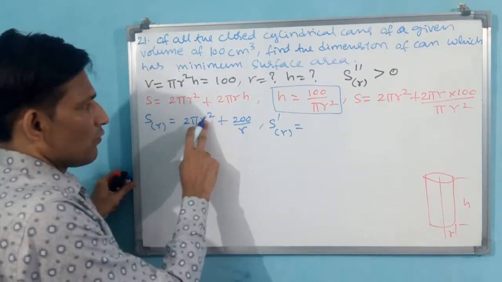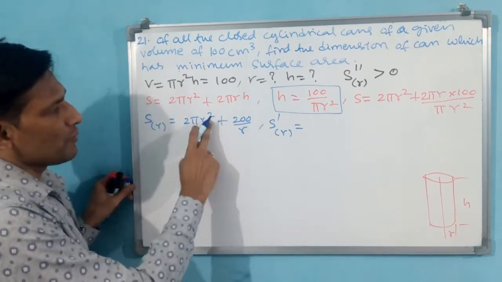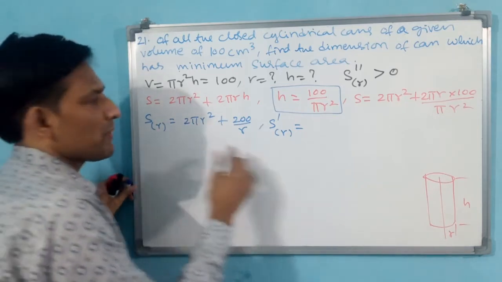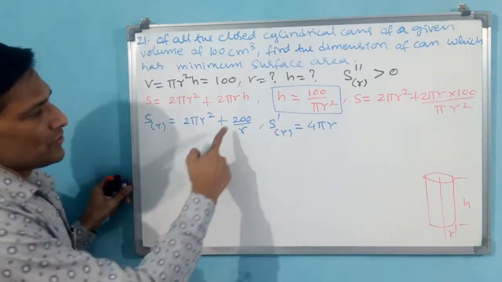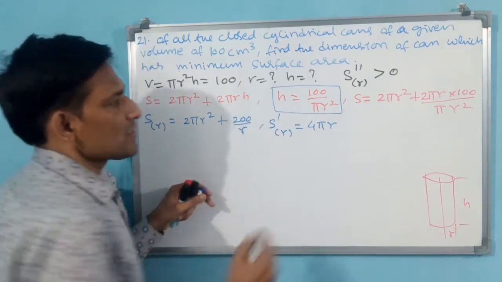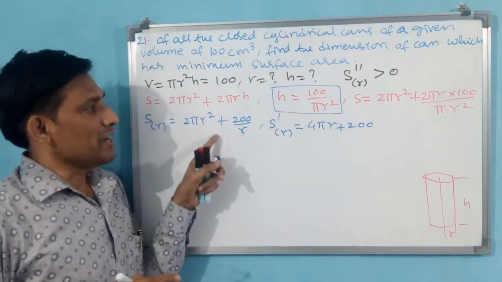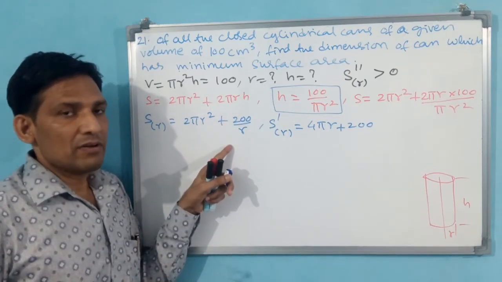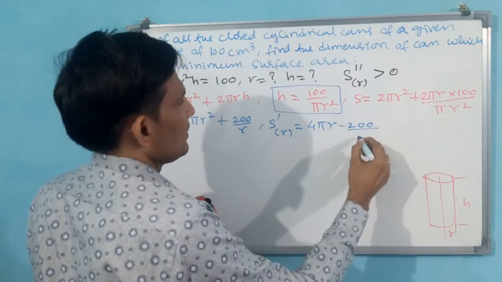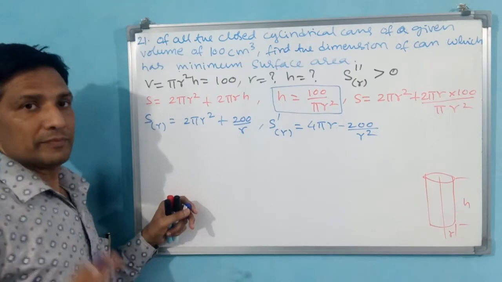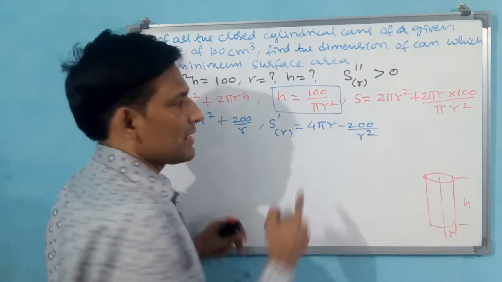Okay, you see 4 pi r, because d by dr of r square is going to become 2r, 2r into 2 pi, 4 pi r. Okay, see here carefully you do, 200 is okay, of course this is going to become minus, because d by dx of 1 by x you are doing, minus 1 by x square, minus into 1 by x square, x square means here r square. Okay, over.